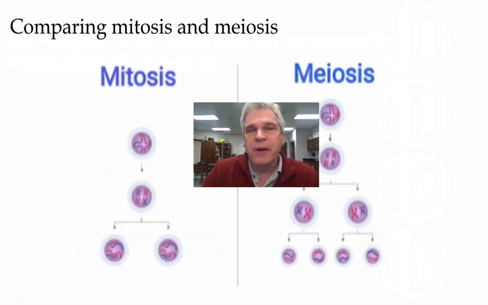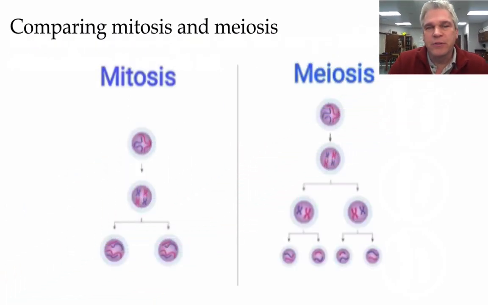So real quick, just to compare these 2 processes of mitosis and meiosis. Remember, in mitosis, we end up producing 2 cells. Those 2 cells are genetically identical to the parent cell. And in mitosis, those 2 new cells are diploid cells. In meiosis, we produce 4 new cells. These cells are haploid, so they have half the number of chromosomes, and no 2 cells are going to be exactly the same.